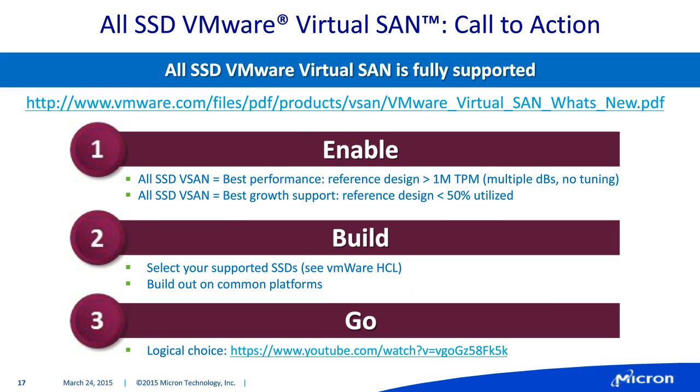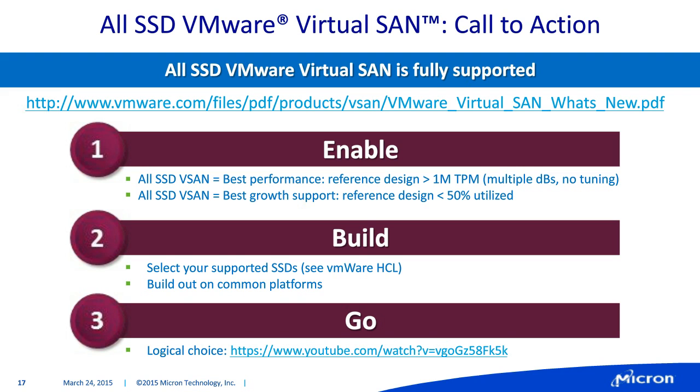So what's next up? The next thing to take a look at is go out to the VMware website. There's a hot link there. I'd really strongly suggest go out and take a look at it if you or your customer base has interest in vSAN. But it's really as simple as 1, 2, 3. You want to enable the customer base, build the units, and then go. In terms of enablement, really, vSAN with all SSDs is going to give you the best performance option with the lowest latency option.